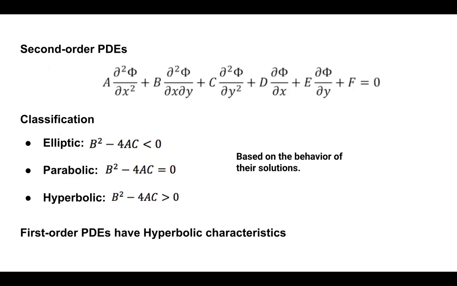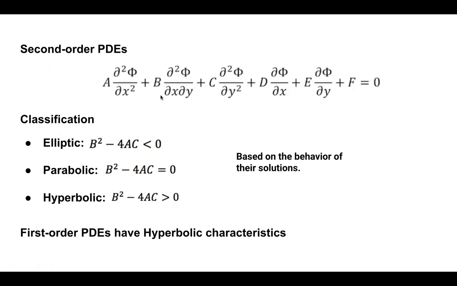These basic divisions are based on how the solutions behave. It could be elliptic, parabolic, or hyperbolic in nature. That will come later. Now, what if we have first order PDEs? A first order PDE has just dou by dou x, which means the highest order in the equation is 1. There is no second order term. In that case, first order PDEs basically have hyperbolic characteristics. This is something general that you need to identify, and you should remember it by heart.